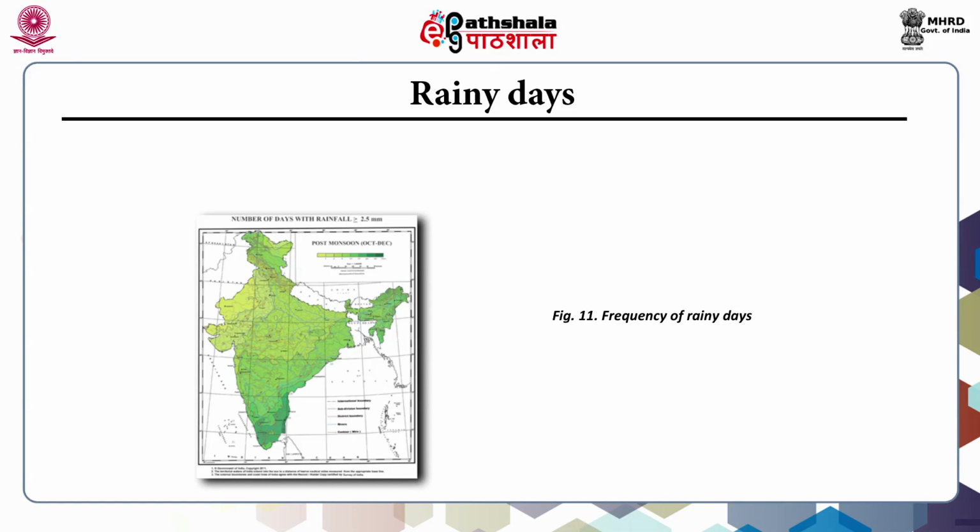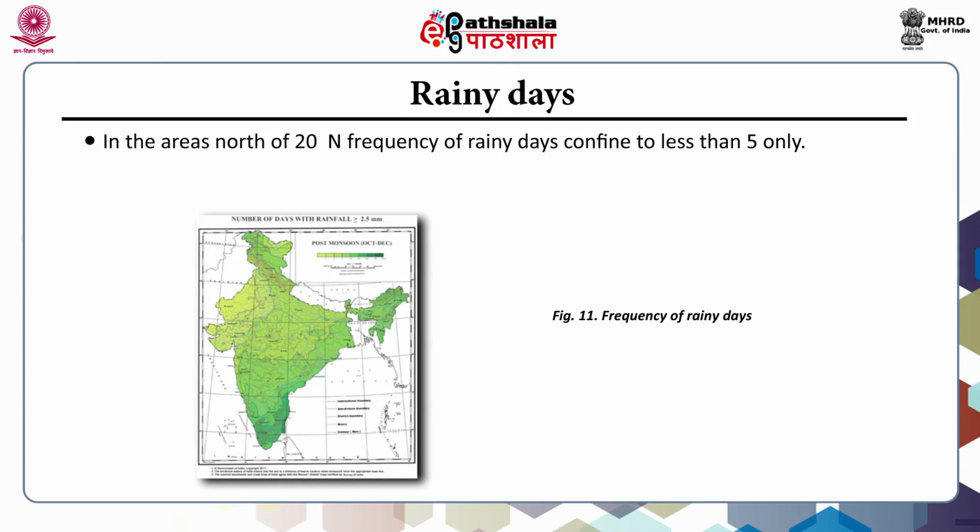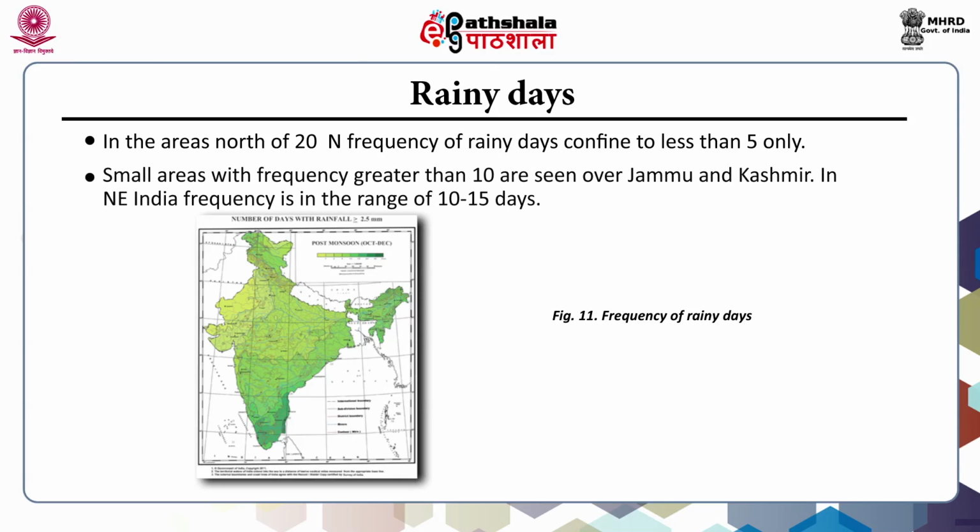Now talking about the rainy days in this season, the frequency of rainy days is more than 5 days over south of 20 degrees north. This increases towards the south and southeastwards, with southeast Tamil Nadu having a frequency of more than 20 days. In the areas north of 20 degrees north, the frequency of rainy days is confined to less than 5 only. Small areas with frequency greater than 10 days are seen over Jammu and Kashmir. In northeastern India, frequency is in the range of 10 to 15 days.